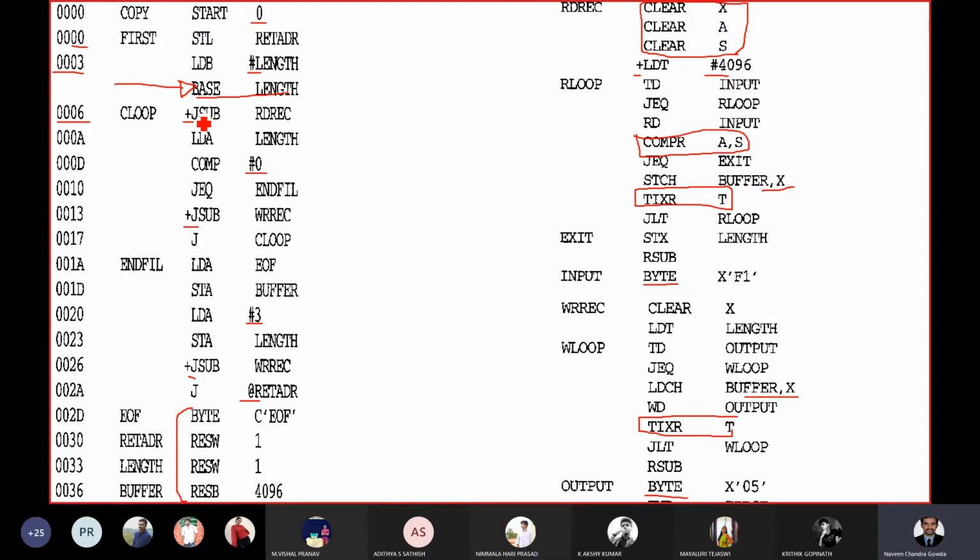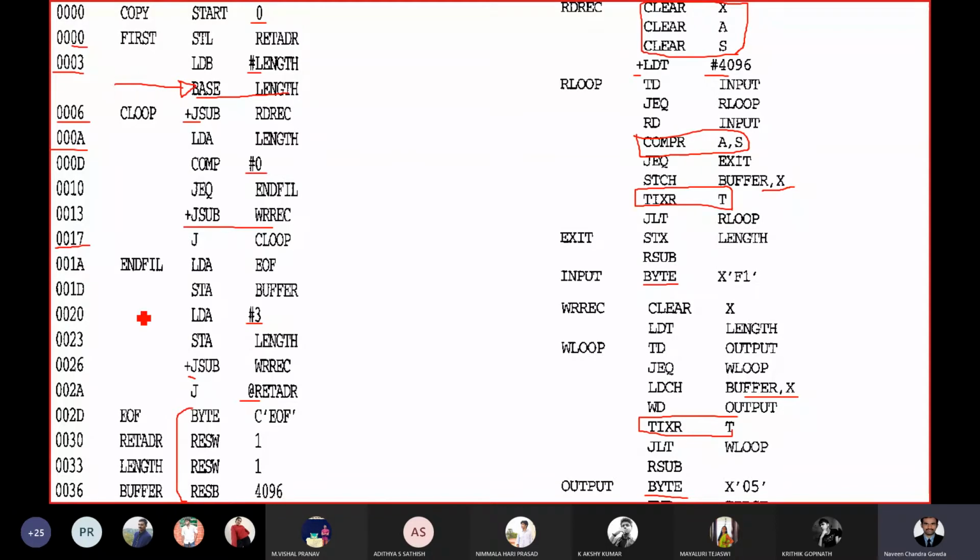As it is a plus rate record, which requires 4 bytes, the next address would be 000a, because 6 plus 4 is 10, and 10 is nothing but A. Again you have LDA length, which is format 3, compare hash 0, which is format 3, JEQ and fill, which is format 3. So you'll only be adding 3 each time. A plus 3 is D, D plus 3 is 10, 10 plus 3 is 13. Again we got one more instruction, which is plus JSUB. As it is plus JSUB, it is a format 4, so we will be assigning 4 bytes. So the next address would become 17 instead of 16, right?